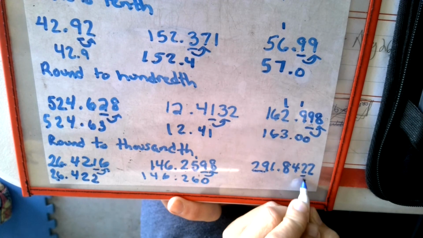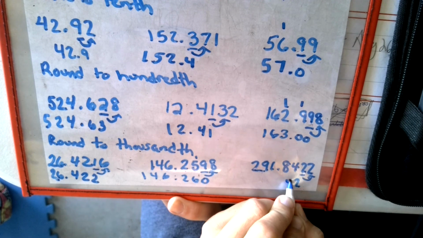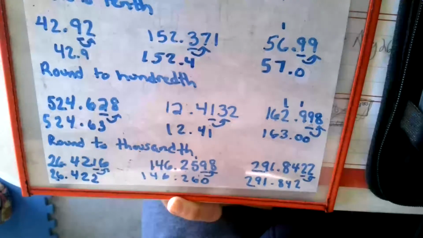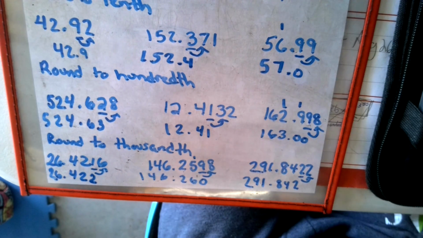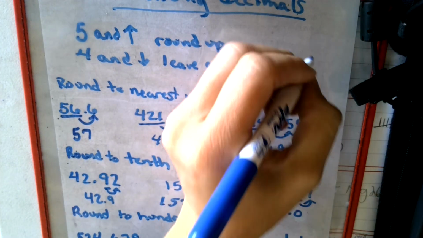Tenths, hundredths, thousandths. 2 looks to the 2, and it says leave me alone. So the 2 gets left alone. Everything in front of it stays the same. That is a recap on rounding, remembering of the rules. 5 and up rounds up, 4 and down leave alone.